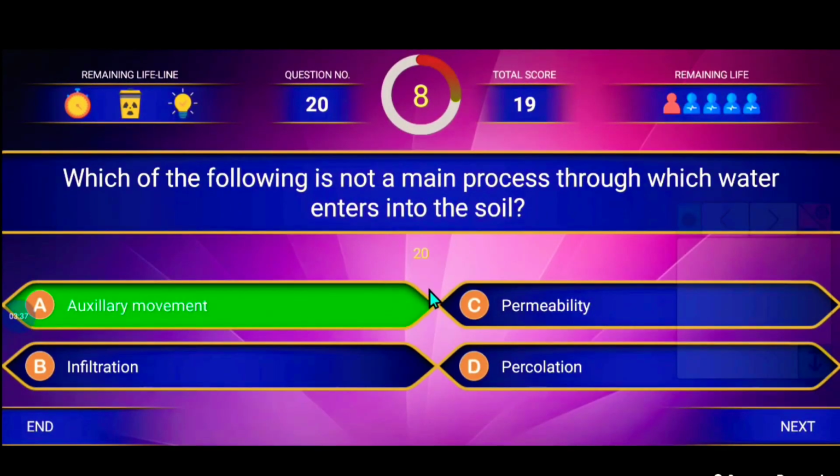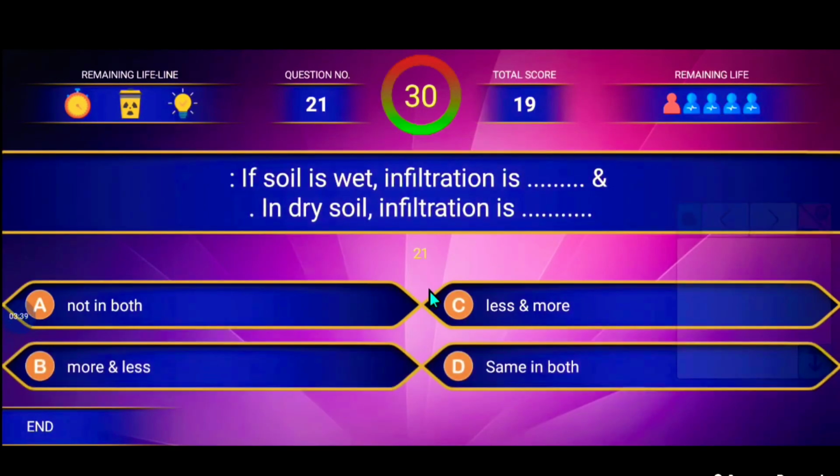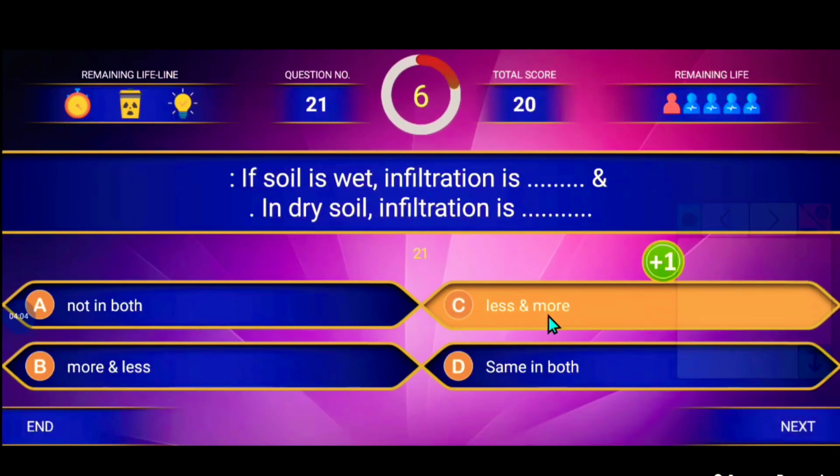Go to the next question. In soil, if soil is wet, infiltration is dash dash, and in dry soil, infiltration is dash. First option is not in both. Second one is more and less. Third option is less and more, and the fourth option is same in both. So the infiltration rate in wet is less and dry is more. It is the correct one.